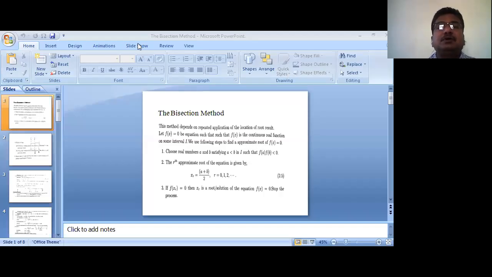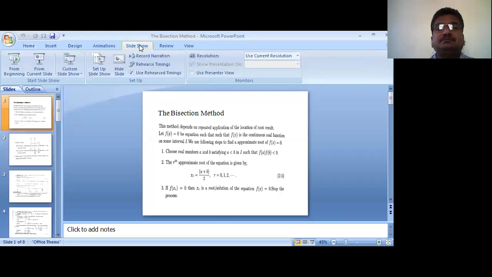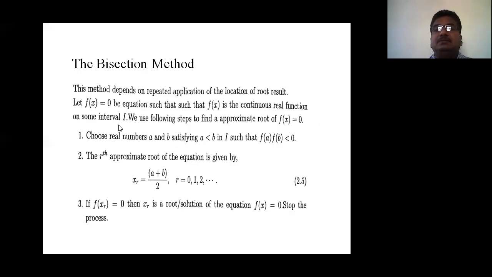Today the topic for discussion is the bisection method. This method is useful to find the root of algebraic and transcendental equations, like the Newton-Raphson method.